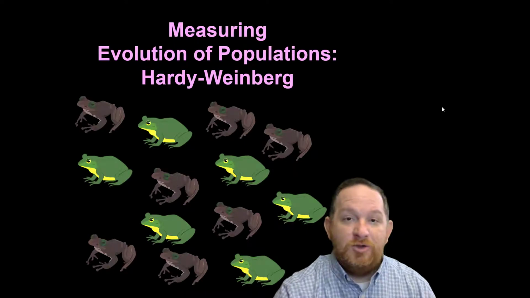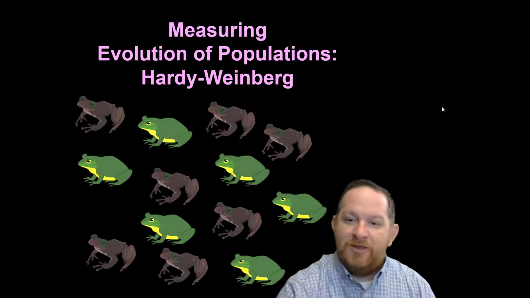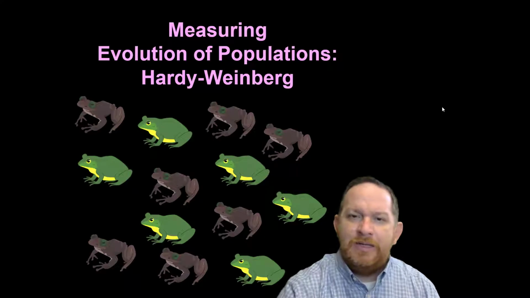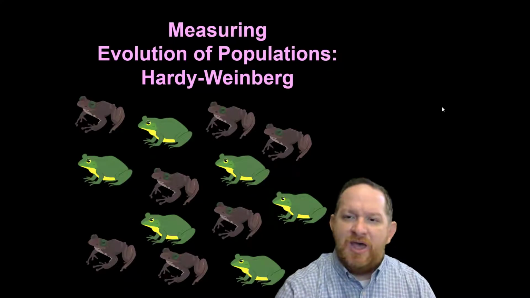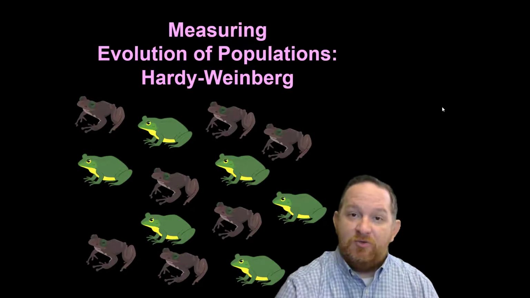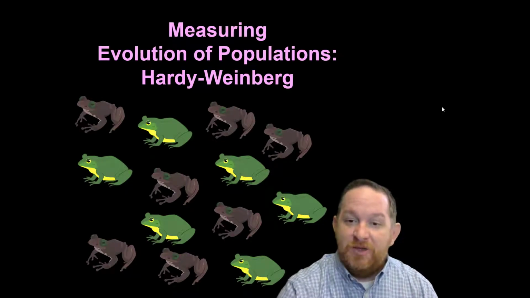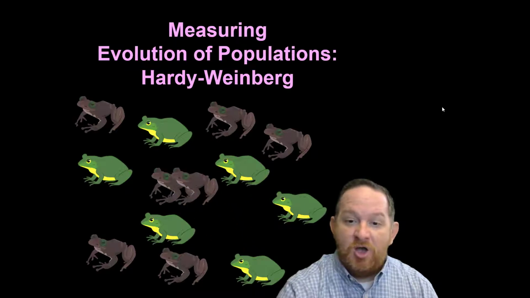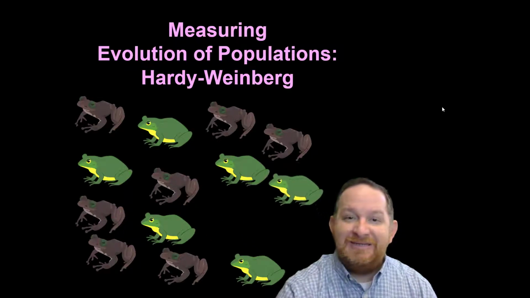If you're like me and you're looking at an animal population, you might look at it and say, I wonder what alleles these particular animals have. I wonder what genes are in these animals. I wonder if these are heterozygous or homozygous recessive. So in this population of frogs, you might wonder, what are the exact alleles?